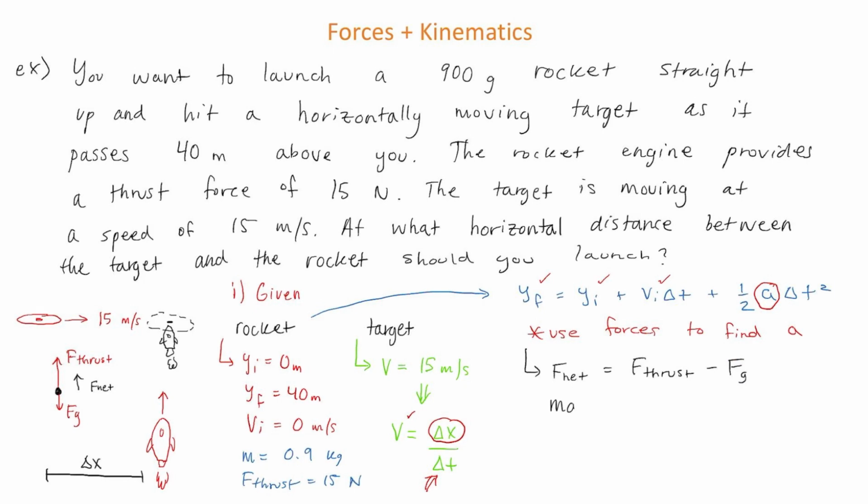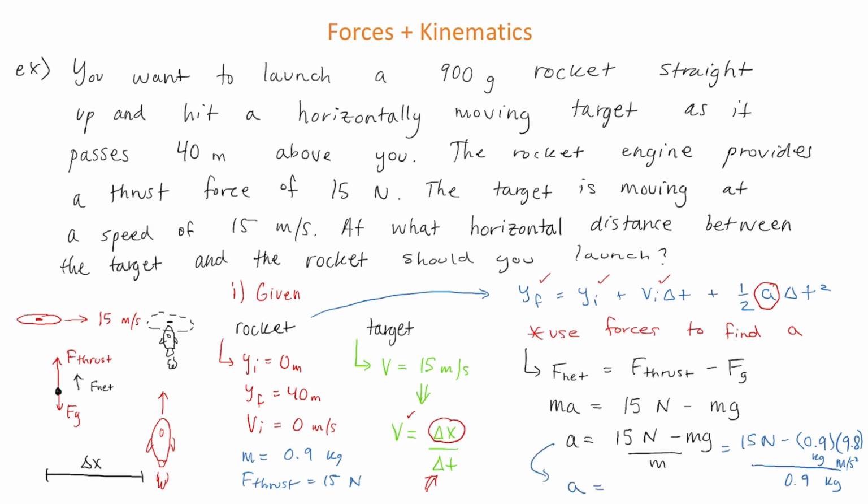We can replace Fnet with ma, we can replace the thrust force with 15 newtons, and we can replace the force of gravity with mg. And then all I need to do is rearrange this equation to solve for the acceleration. Once I've done that, I can plug in all my values, and we find that the acceleration of this rocket is equal to 6.9 meters per second squared.